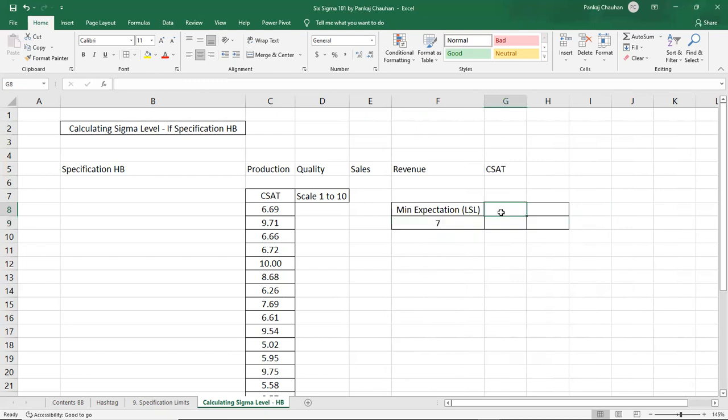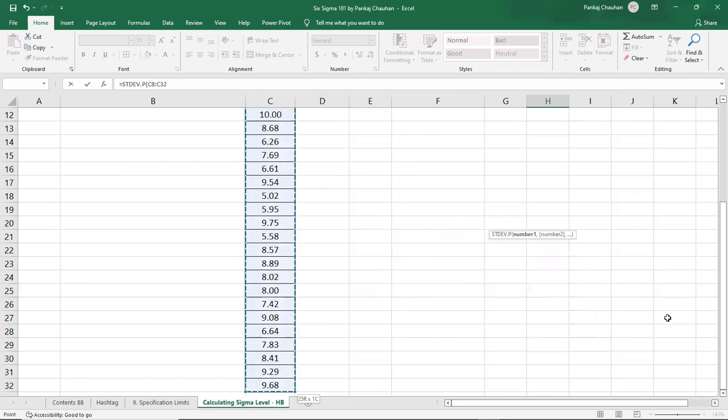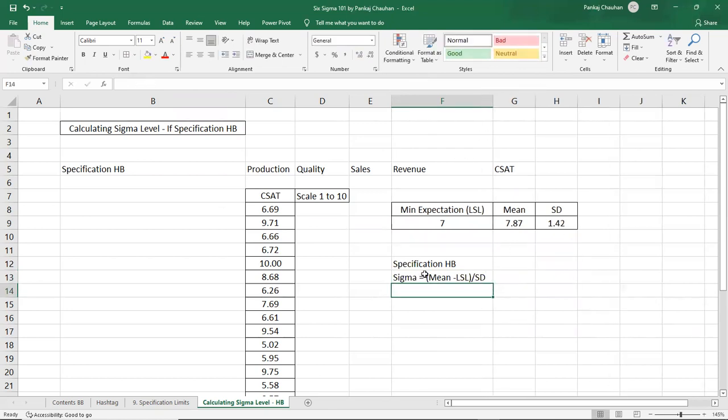If I calculate the mean, or average, of my customer satisfaction, it is approximately 7.87. So my average customer satisfaction is greater than my target, which means my sigma will be positive. Looking at the variability in this data, which we measure as standard deviation, the variation is 1.42. The formula we use when higher is better: sigma of any process is your mean value minus the lower specification, divided by the standard deviation.